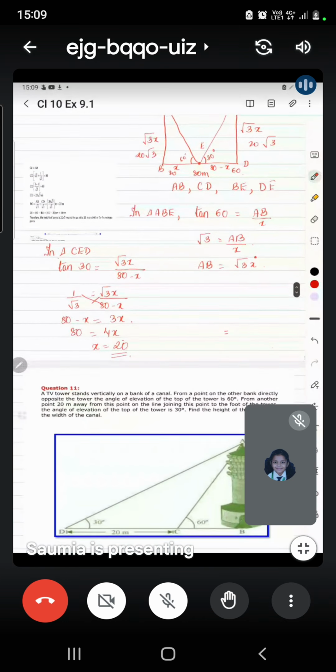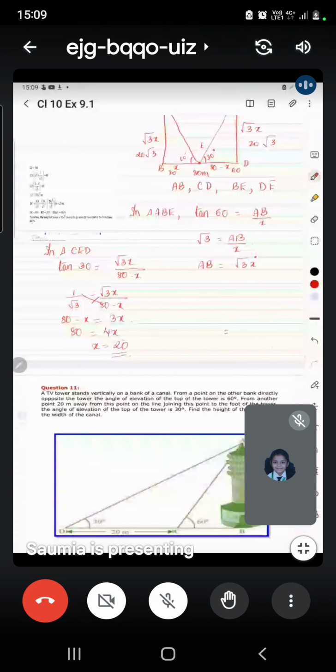So the others can try the next question. Next question. The figures are already given to us, and I think we have done a similar question. A TV tower stands vertically on the bank of a canal. From a point on the other bank directly opposite to the tower, the angle of elevation of the top of the tower is 60 degrees. From another point 20 meters away from this point on the line joining this point to the foot of the tower, the angle of elevation of the top of the tower is 30 degrees. Find the height of the tower and the width of the canal.